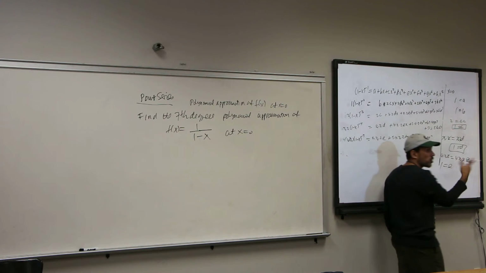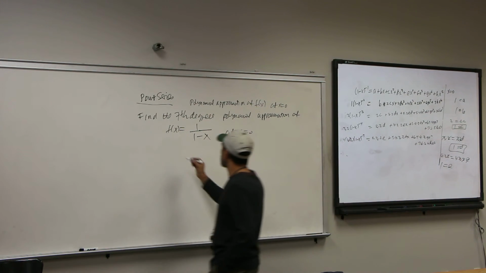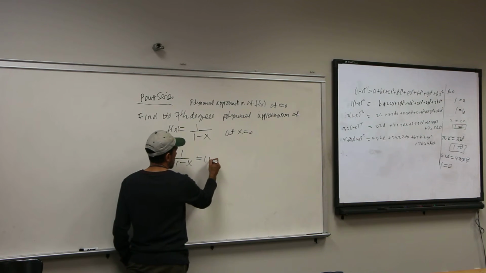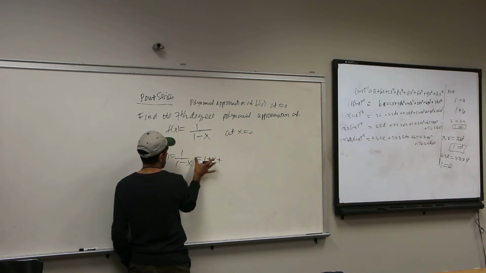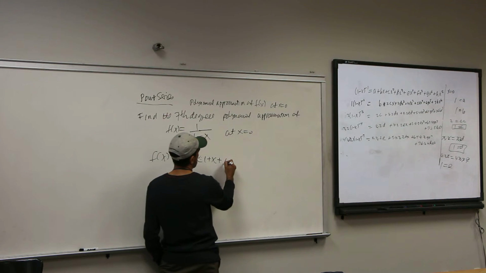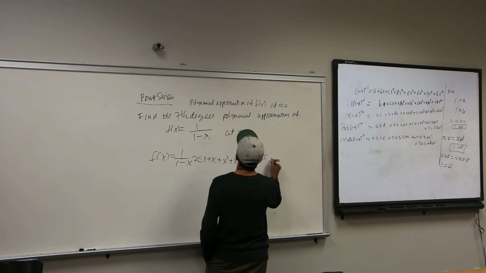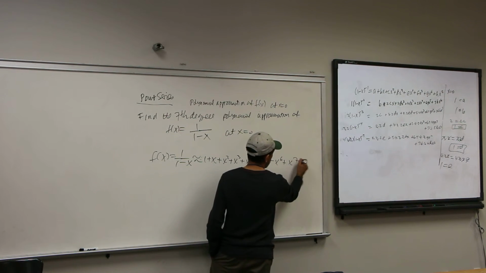And this is going to keep going. E is going to be 1. So 1 over 1 minus x is approximately 1 plus x plus x squared plus x cubed plus x to the 4 plus x to the 5 plus x to the 6. That is the approximation.